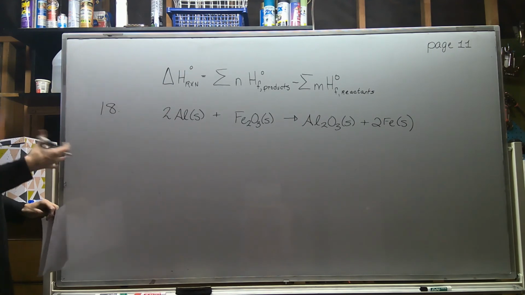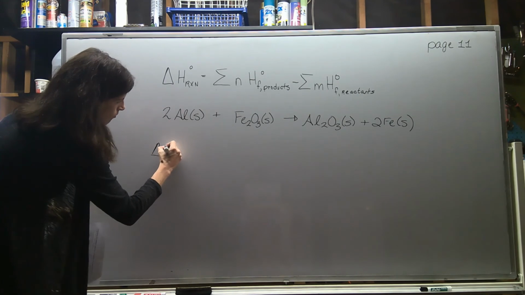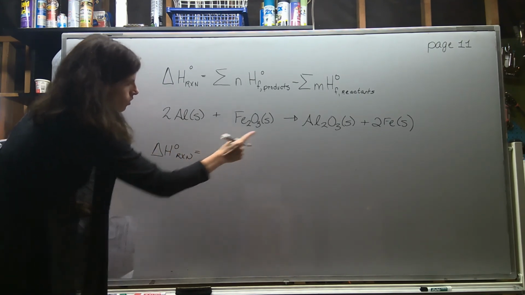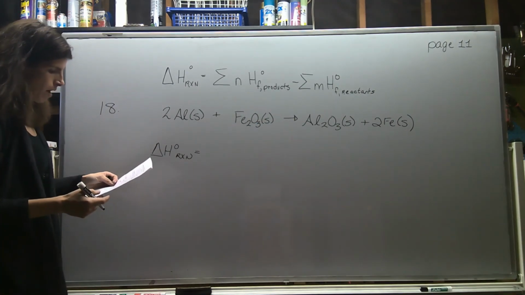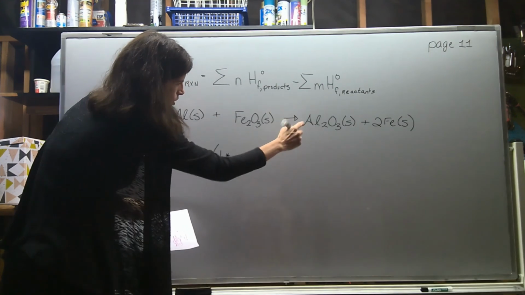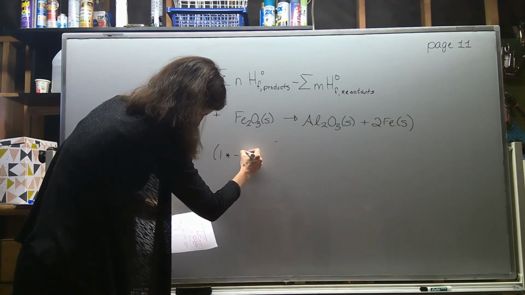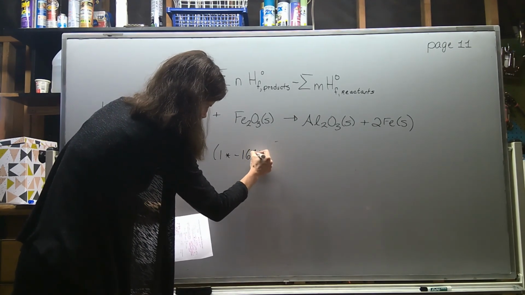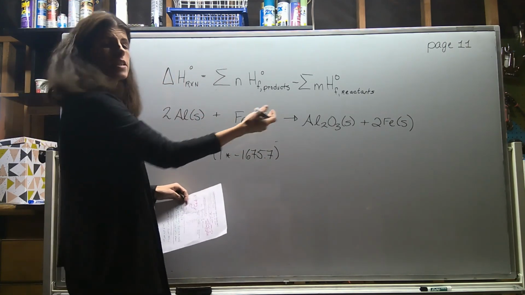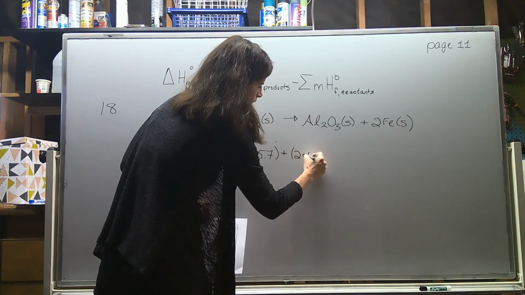So we're using products minus reactants again to obtain the delta H naught for a reaction. So for products, I'm going to look up the aluminum oxide value, and that's going to be times 1 since this has a coefficient of 1 out front. So negative 1,675.7. The iron is in its elemental state. So even though there's 2 irons, it's going to be 2 times 0.